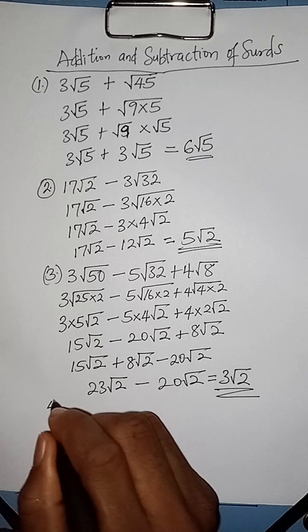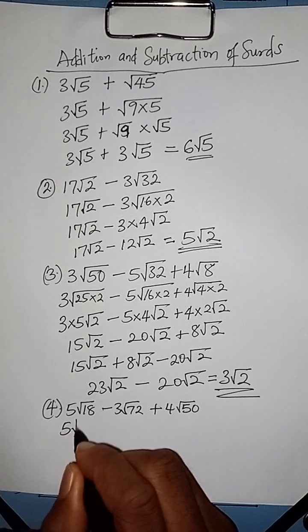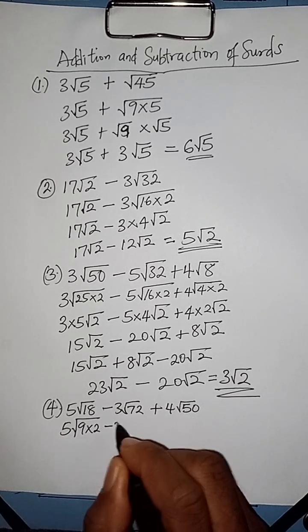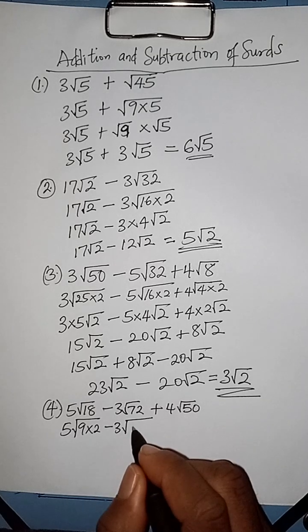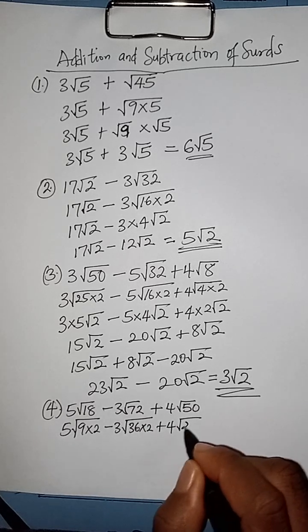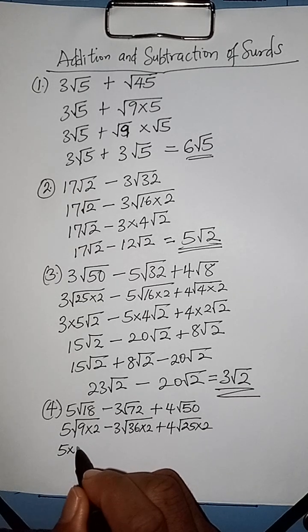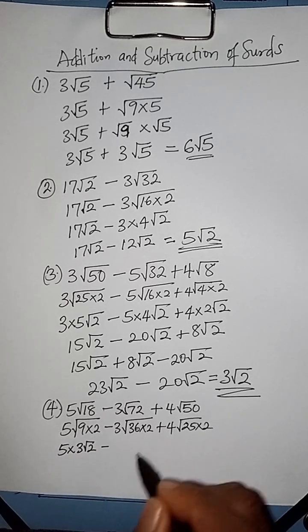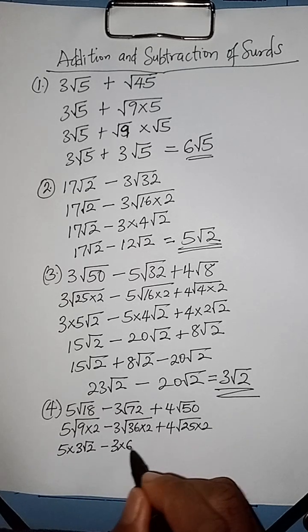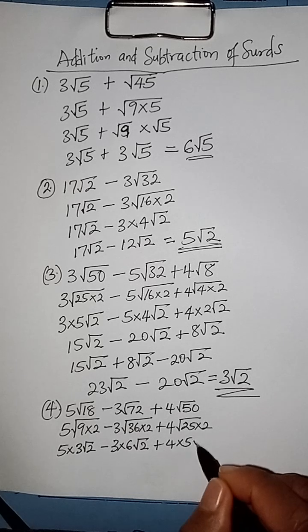Now let this be the last one, number 4. Now here I have 5 root 18 minus 3 root 72 plus 4 root 50. Again, it's the same thing I'm going to do. This is 5, 9 times 2 minus 3, now you think 36 times 2 plus 4, 25 times 2. So this is 5 times root 9, 3 root 2, 3 times root 36, 6 root 2, plus 4 root 25, 5, then your root 2.